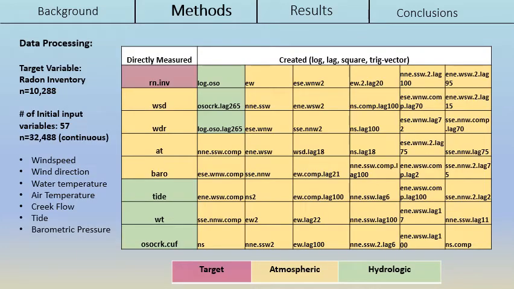And here's a summary of everything that's going into these first few models. On the left column are the actual measured values of inventory and the variables that we have, and then these manipulated variables, these created variables using log or lagging or squaring or trig vector. So we end up with 57 input variables, and they total over 32,000. And then radon inventory is a little over 10,000. So next we're going to go on to the modeling and show some of these initial results.